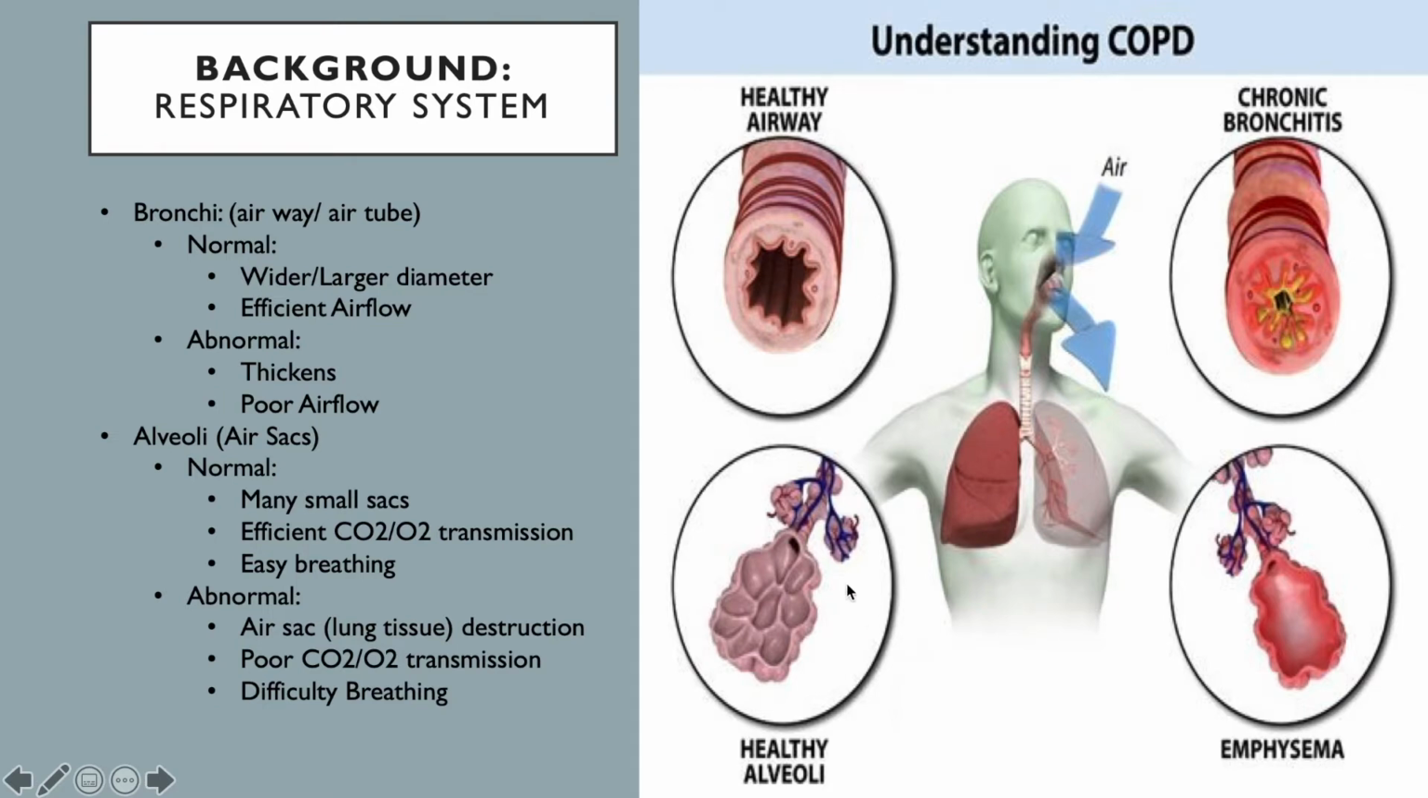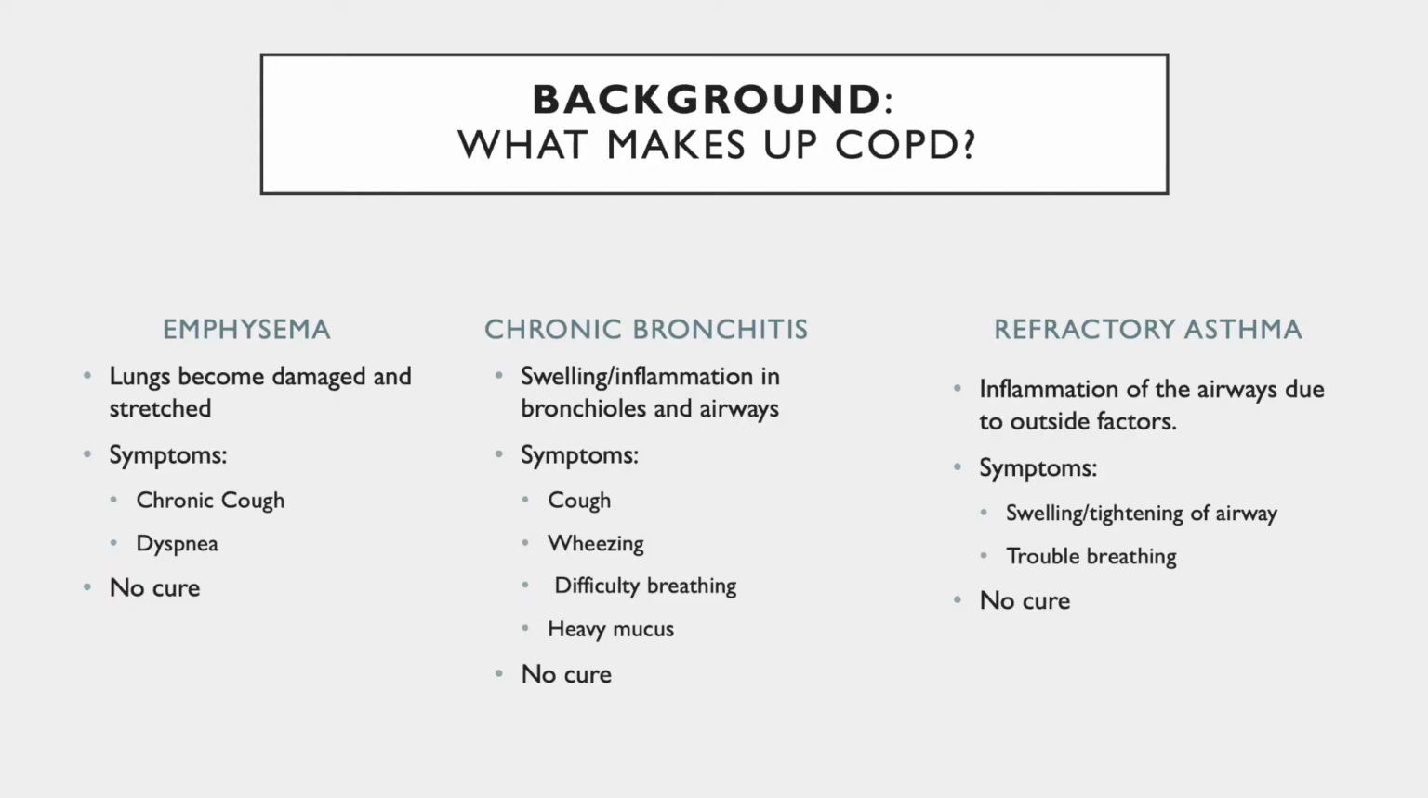On the bottom here, we're going to explore the alveoli, where again CO2 and O2 transfer occurs in the air sacs. On the bottom left over here, you're going to have many small sacs, which allow for efficient CO2 and O2 transmission and very easy breathing, as you do now. And on the bottom right here, we're going to have abnormal air sacs of the alveoli, which is seen as emphysema. That's going to have very poor CO2 and O2 transmission and a lot of difficulty in breathing.